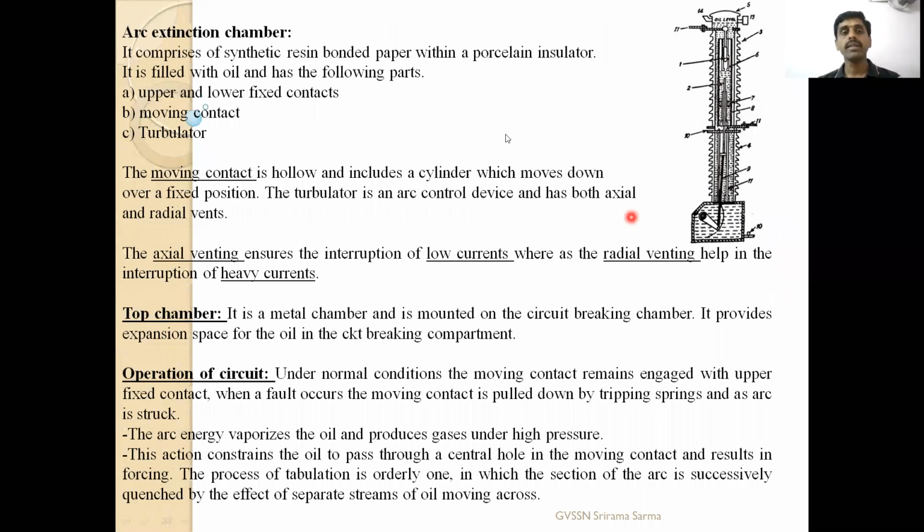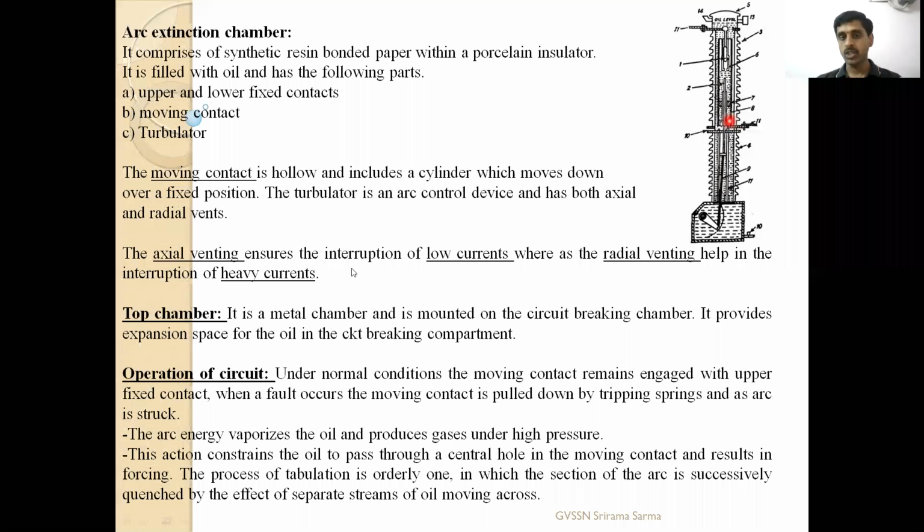So I have given a clear explanation about the arc extension chamber. Moving contact. Moving contact is having a hollow contact. It is a hollow contact. It includes a cylinder which moves down over a fixed piston. It moves like this. While moving, with high pressure, the oil is pumped onto the arc.